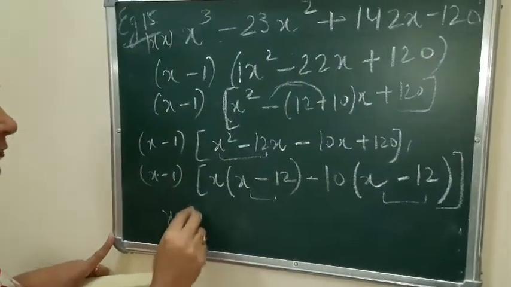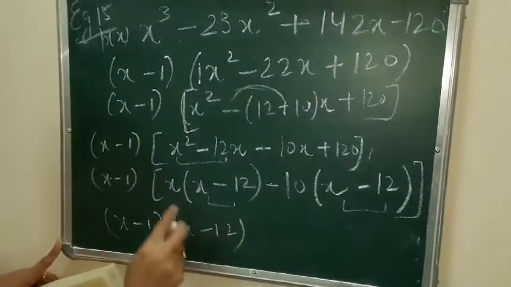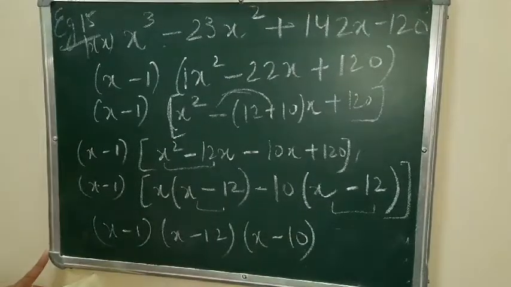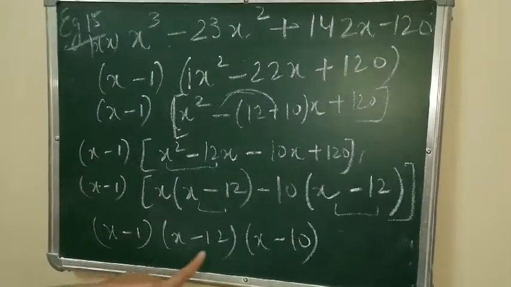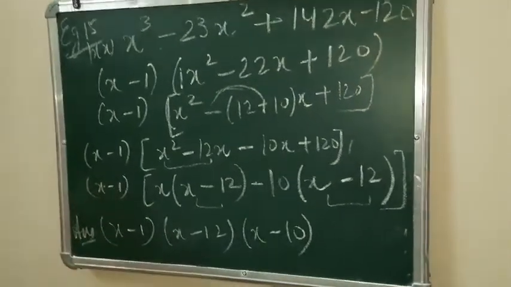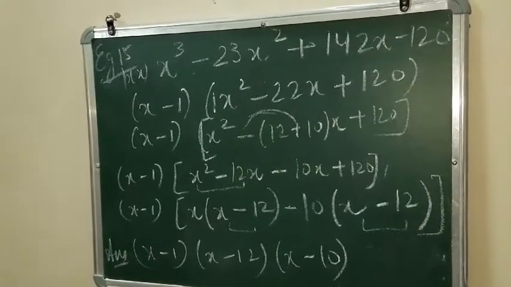So what we'll do, we'll write once what is there in the brackets, and whatever is left outside that will be kept in the another bracket. So now we have got 3 factors, which is your answer. So this is the question of factorization of a cubic polynomial.